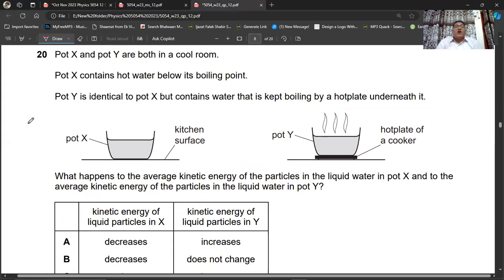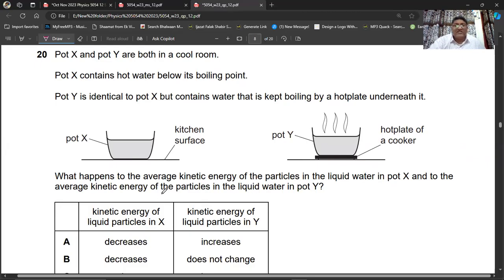Question number 20. Pot X and pot Y are both in a cool room. Pot X contains hot water below its boiling point. Pot Y is identical to pot X but contains water that is kept boiling by a hot plate underneath it. So here you have just put that hot water in a cool room, so it will eventually cool down. In Y, you have put a hot plate, so it is providing the heat and the water in it is boiling.